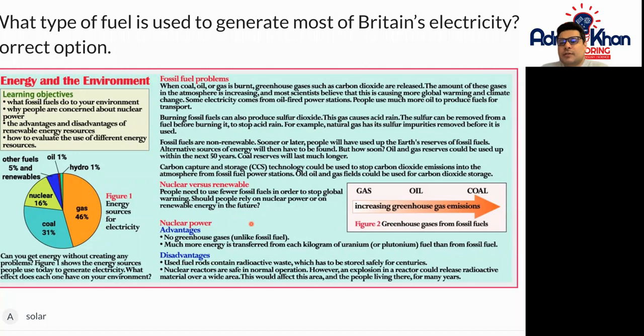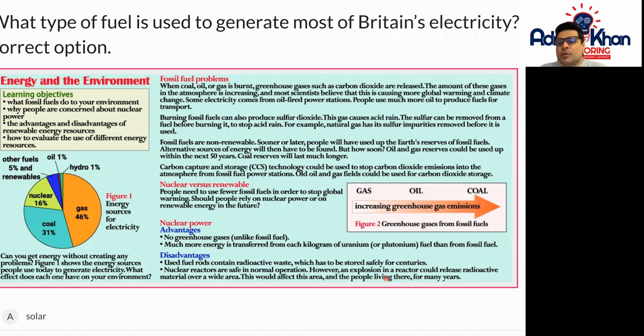Much more energy is transferred from each kilogram of uranium or plutonium fuel than from fossil fuel. So in this case, nuclear energy is very good because from a little bit of uranium or plutonium, we get so much more energy. What are the disadvantages? Used fuel rods contain radioactive waste, which has to be stored safely for centuries. You cannot simply dispose of that radioactive waste once we've used it, because it could be harmful to human beings and animals. Nuclear reactors are safe in normal operation.